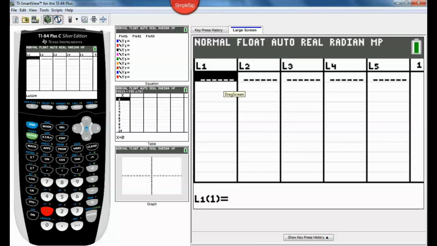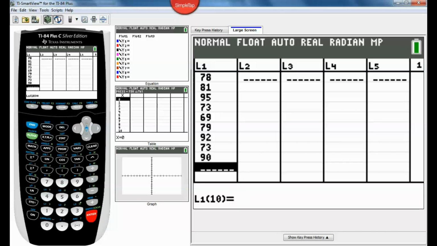So let's type in a list of those same numbers we've been dealing with. Let's say I want to type in my data items: 78, 81, 95, 73, 69, 79, 92, 73, 90, and 97. So there's my 10 data items in a list.